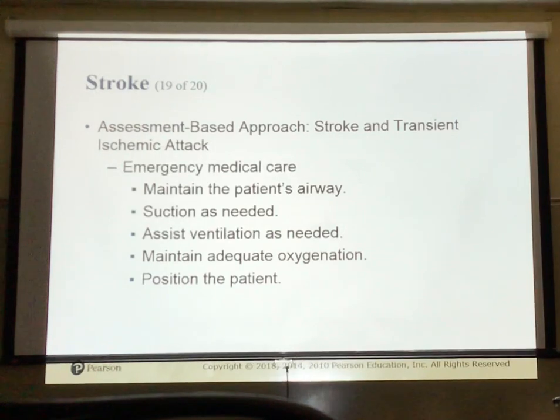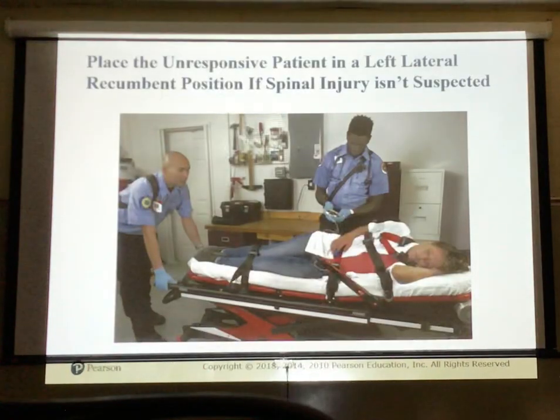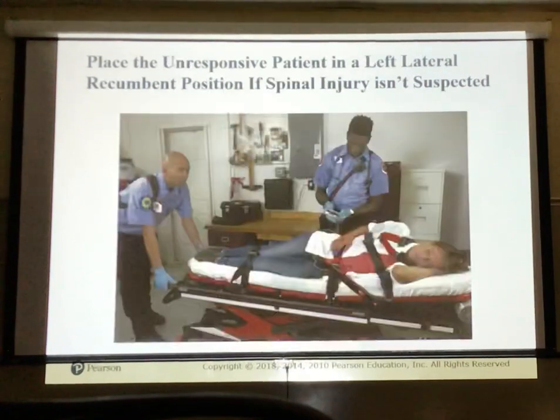All right, airway compromise in a stroke patient is common. It may be necessary to insert an OPA or an NPA. Maintain their airway, suction if needed. Assist ventilations if needed. You want to maintain adequate oxygenation and position the patient, okay? If the patient can't protect their airway because of a reduction in their mental status, place them on the what? Which side? Left side. Why do you put them on the left side, not the right side?